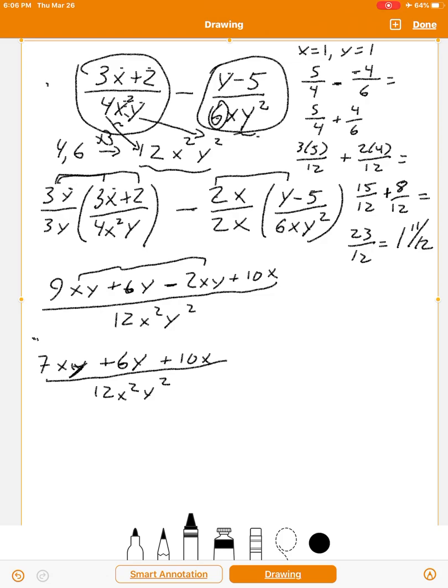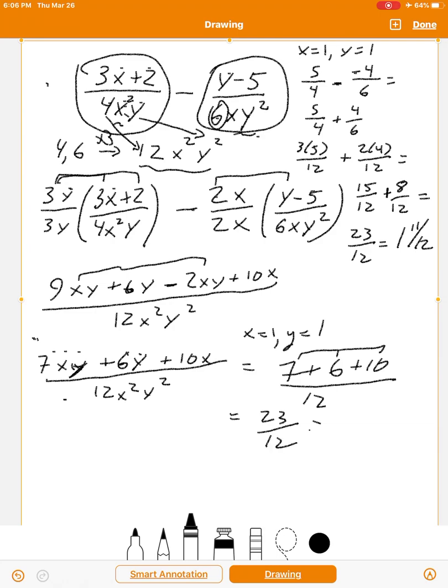Okay, that's pretty good. Now let's come back and do the same thing down here just to see if it worked out. X is 1 and y is equal to 1. Okay, so we get 7 times 1 times 1, 6 times 1, 10 times 1, over 12 times 1 squared times 1 squared, 12. So that's 13 plus 10, 23. So that's 1 and 11/12. So hey, guess what? You get the same. So that means it worked. So we've got the right answer.